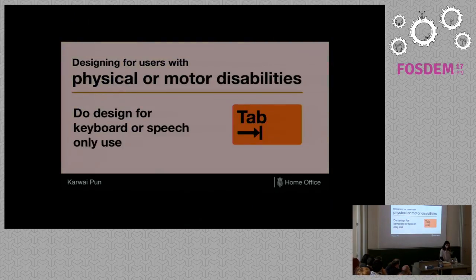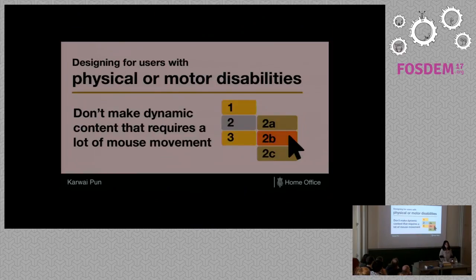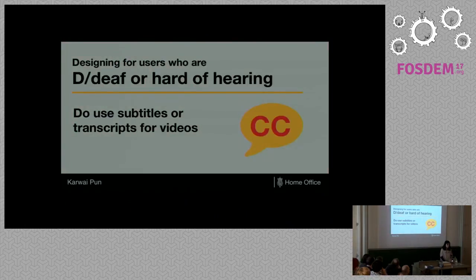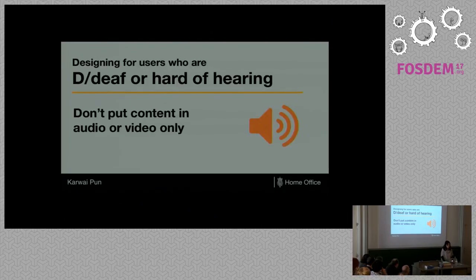So design for keyboard or speech-only use. Not everyone uses a mouse. Make sure that all functionality is available on a keyboard. And for those that do use a mouse, consider not making dynamic content that requires a lot of precise mouse movements. So, for example, hiding things in submenus that have small click or hit areas. Use subtitles or transcripts for videos. This provides additional information, as opposed to putting content in just audio or video only.